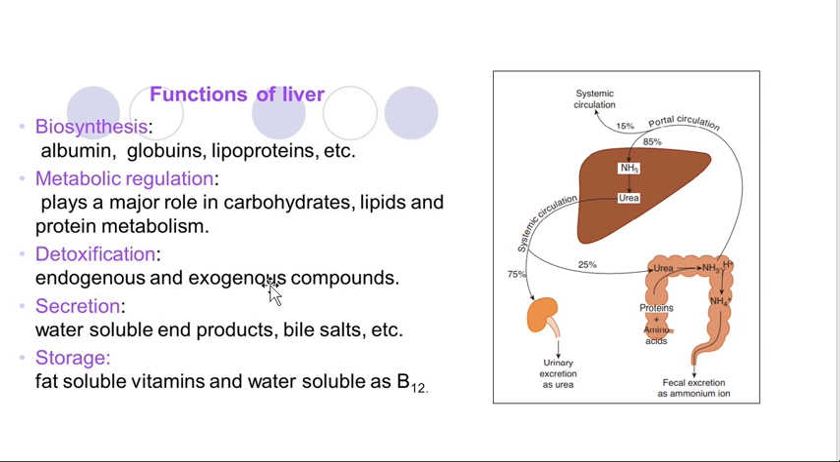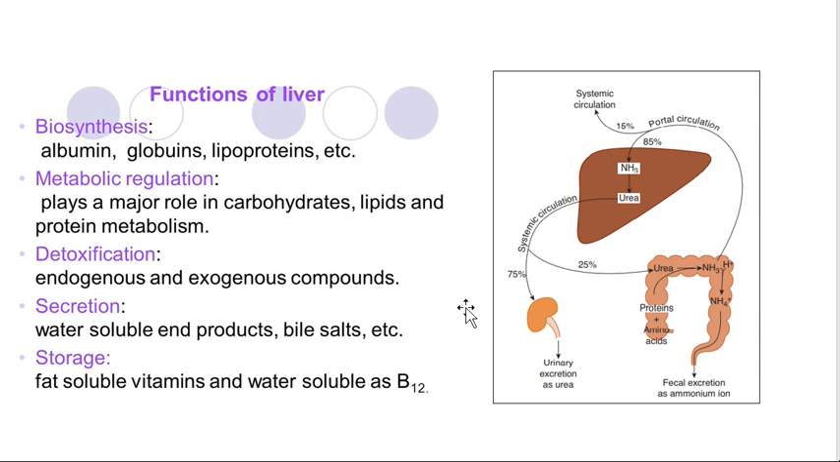Then detoxification is also a very important function of the liver, because various toxins and various drugs are metabolized in the liver. And if we talk about this function, we can see that in various metabolic processes, ammonia is produced, which can be toxic to our body. So that ammonia is converted into urea, which is excreted out via the kidney or the intestine as fecal matter.